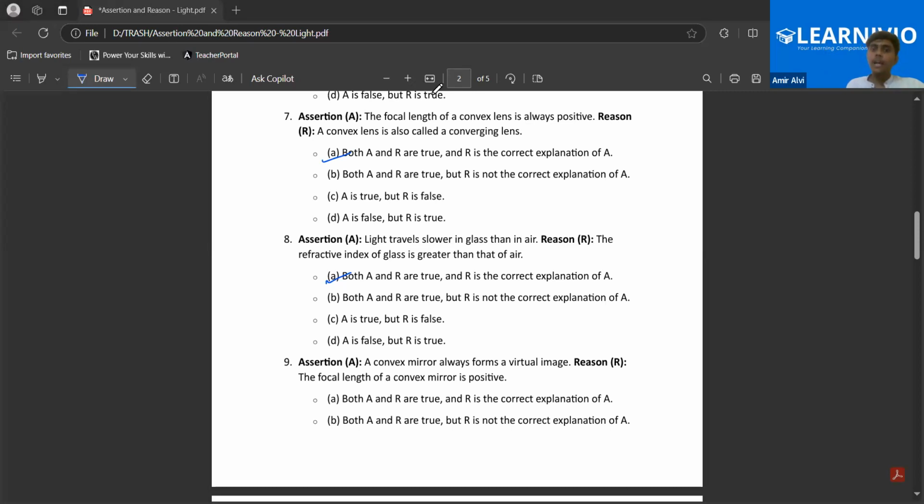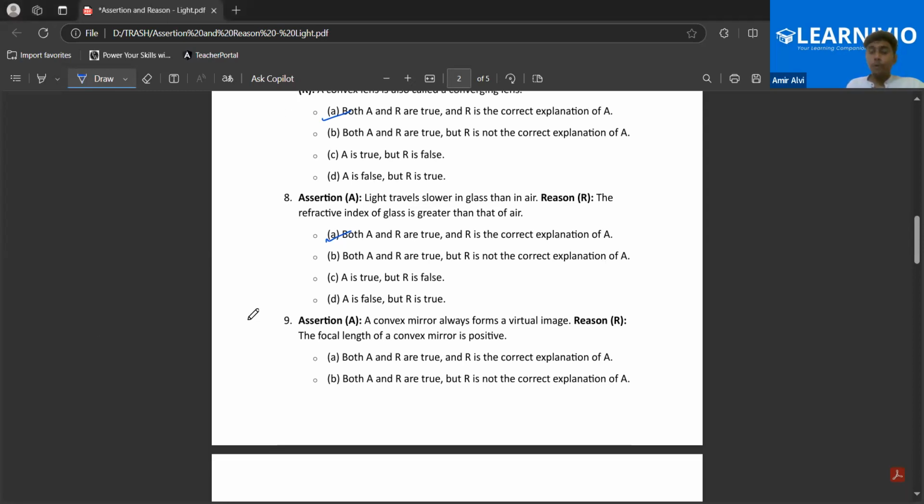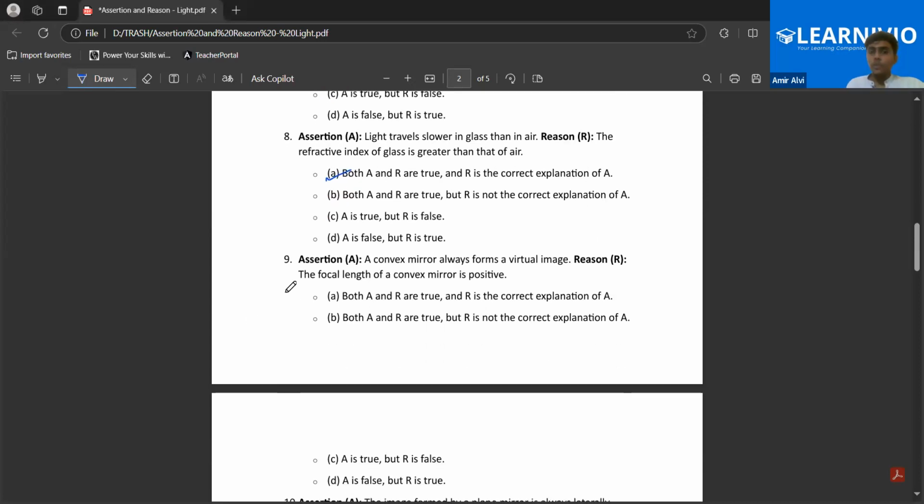Those who said B or D, okay, Galvin said C. How, Galvin? You took all the classes with me of the light chapter. How could you say option C? Please revise, Galvin. It's time to revise. Okay. Next one, ninth question.